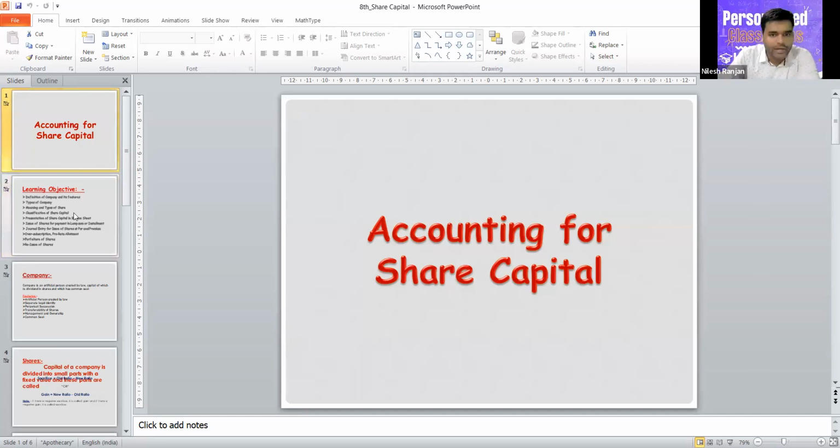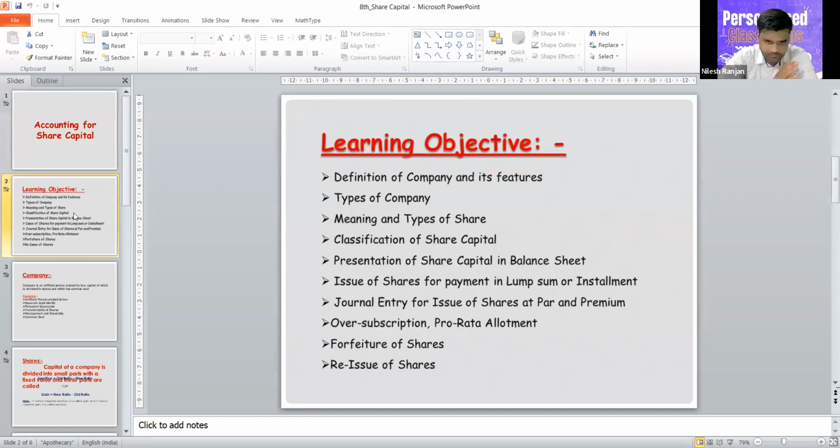Now, in this chapter, we have to study these topics. You will see definition of company and its features, types of company, meaning and types of shares, classification of share capital, and presentation of share capital in balance sheet. Up to this part, this is a pure theoretical part. There is no practical part up to this topic. After that, you will see the practical portions. So it will take some time to complete these 4 topics.